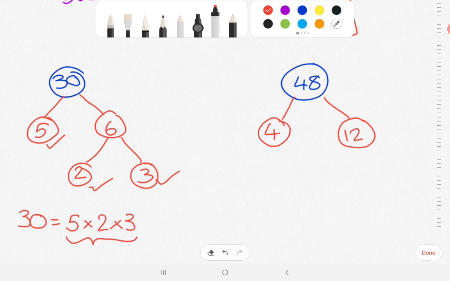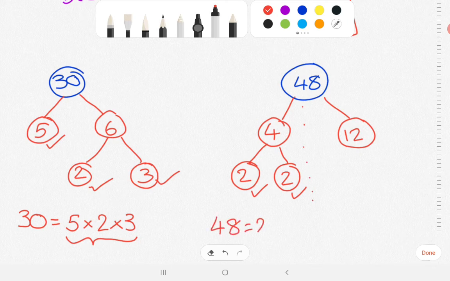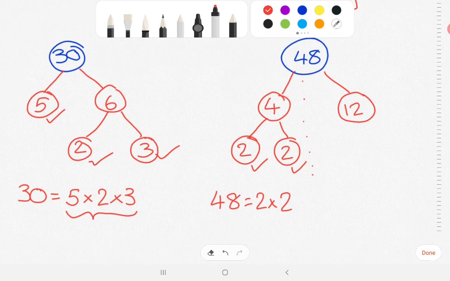Now, neither of those numbers are prime. 4 and 12, both even, neither of them 2, therefore neither of them are prime. So 4 is 2 times 2. Both of those are prime, so this part of the tree is finished. So we've got 48 is 2 times 2, and then we need to see what the side with the 12 gives us. Okay, so 12 is 6 times 2.